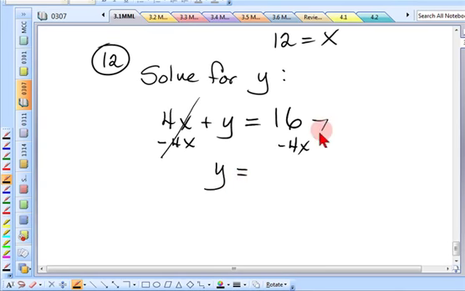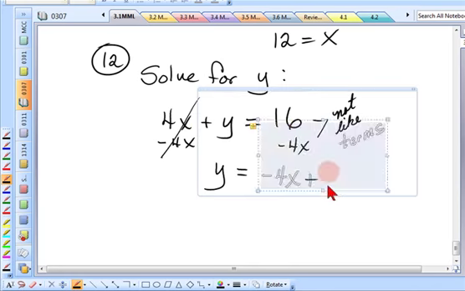And now pause for a minute. Do you notice that these are not like terms? Which means you cannot crunch them into one single thing. You have to leave them. And here's the order that is preferred. Put the x term with its sign first, negative 4x. Put the constant term with its implied sign second.